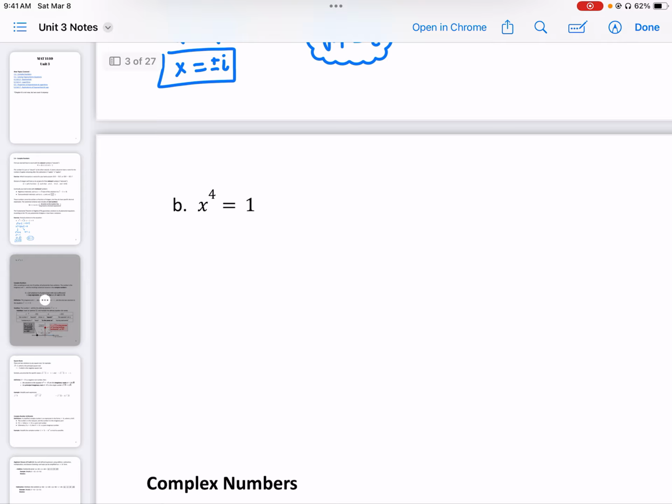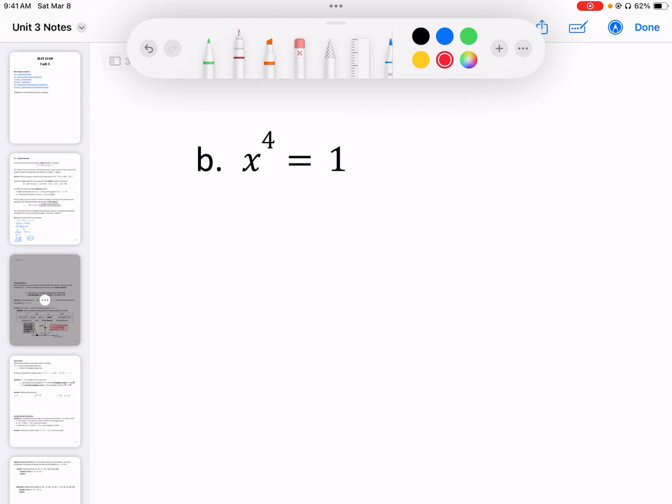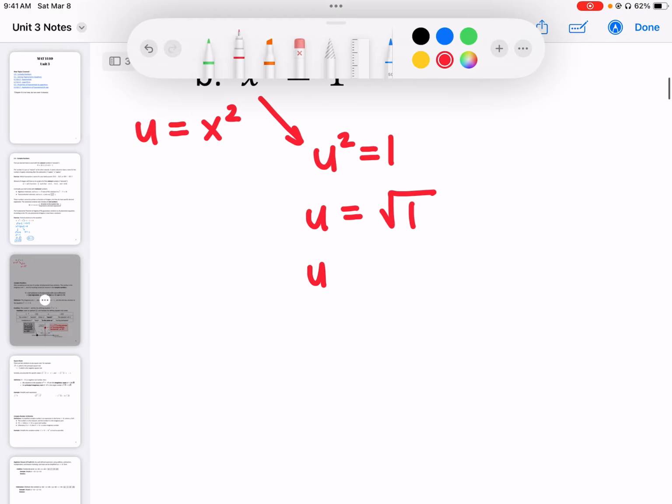Now, similar situation here. We can go ahead and solve. I'm going to do a u substitution so that I can deal with squares instead of powers of 4. So I'm going to say u is equal to x squared. Then this becomes u squared equals 1, which I am much more comfortable solving. So now I have u equals the square root of 1, and that's going to be u equals plus or minus 1. And now I can bring back my substitution, u is actually equal to x squared.